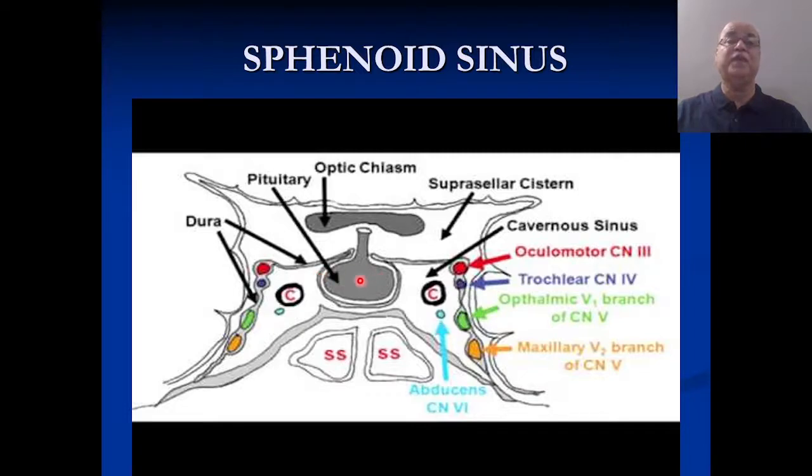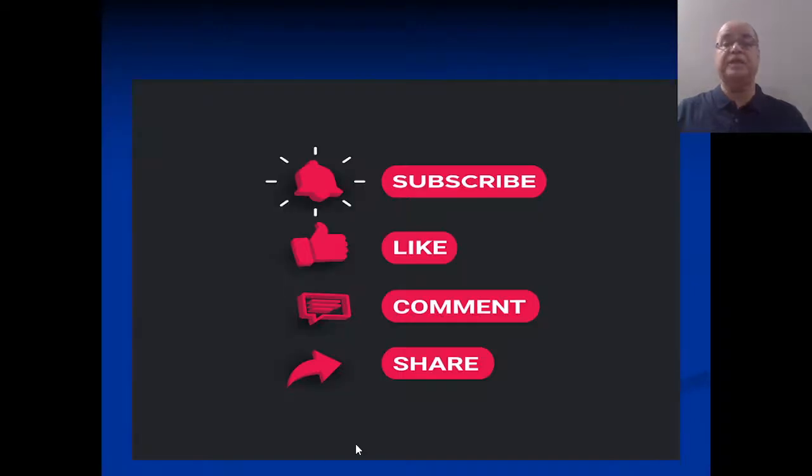Superiorly is the pituitary gland and optic chiasma. Inferiorly is the nasopharynx and the vidian nerve, and posteriorly, on the back of the sphenoid sinus, it is in relation with the brain stem and basilar artery. So you can see how many important structures are in relation with the sphenoid sinuses. With that, we come to the end of the anatomy of paranasal sinuses.